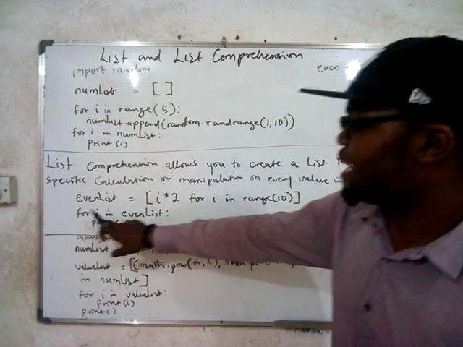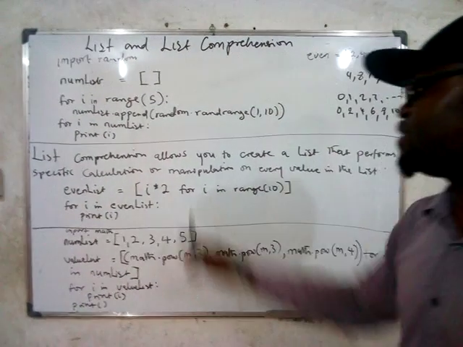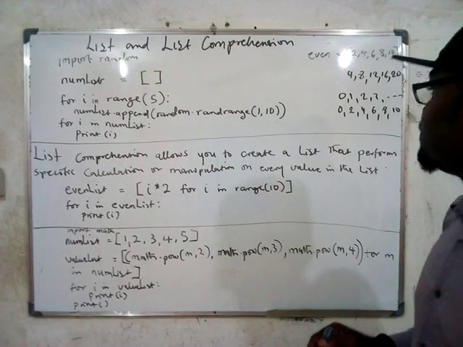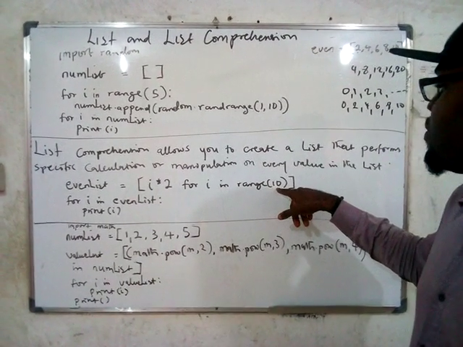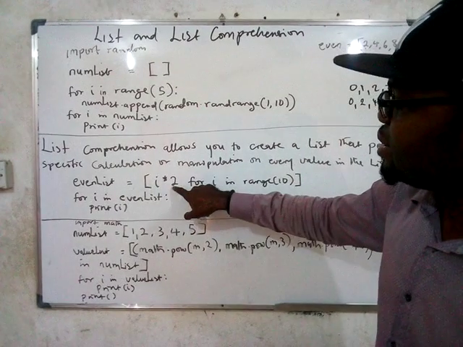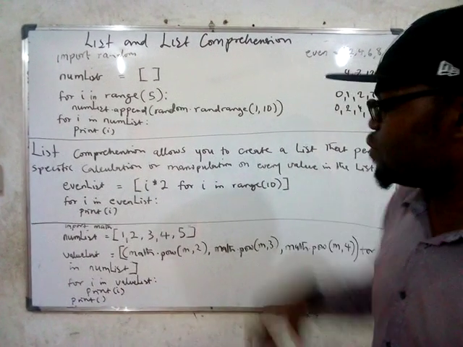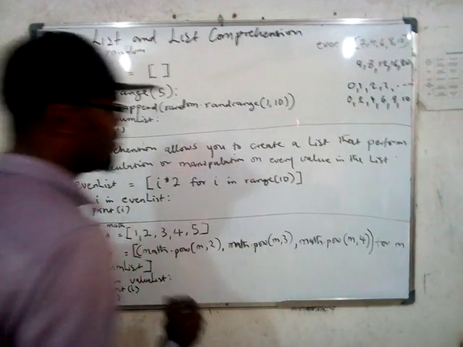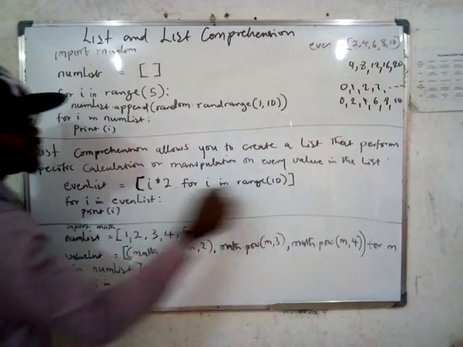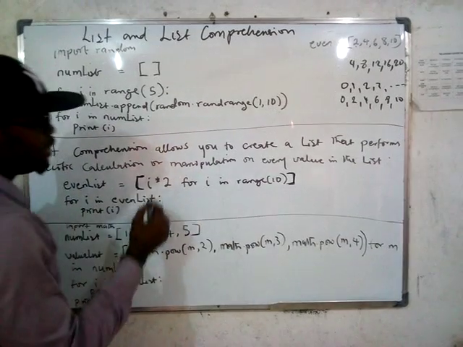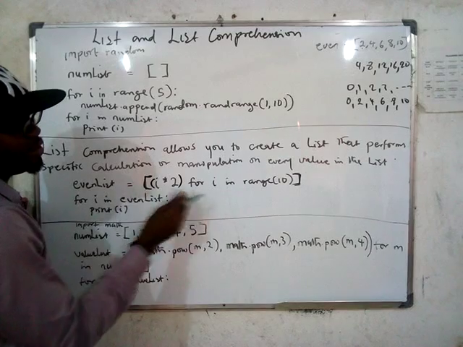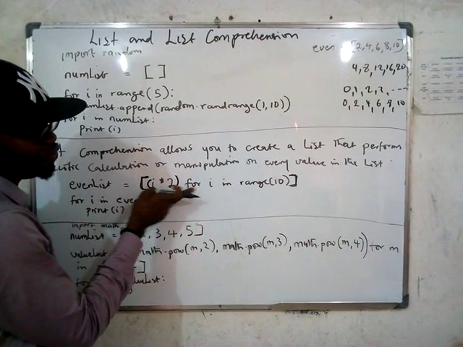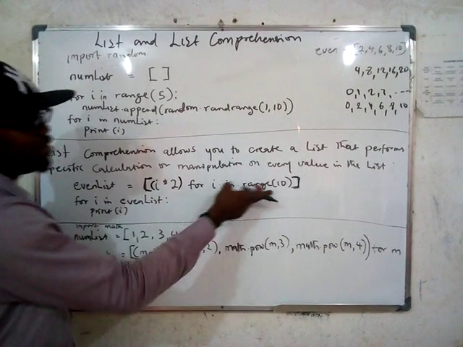So you say for I in even list, print I, you should print out what you've done here. So you see that you've been able to multiply every member of this range by 2 by using this. So whenever you want to write a list comprehension, it must be enclosed with the normal list sign. Then you put what you want to do on every one of them. Then you say that you want to do it for every member of the list.